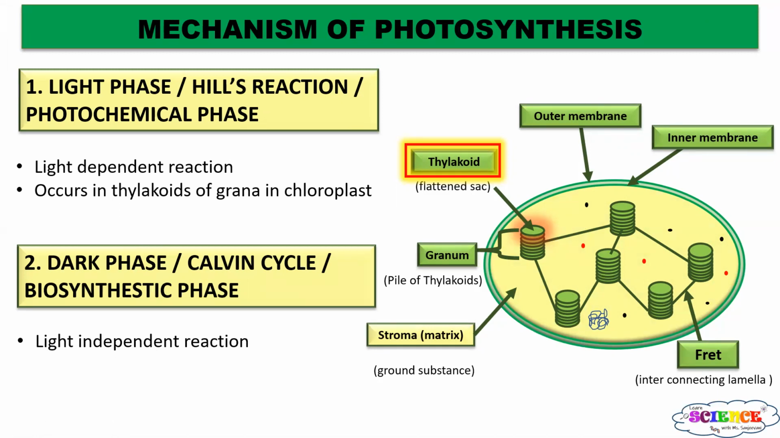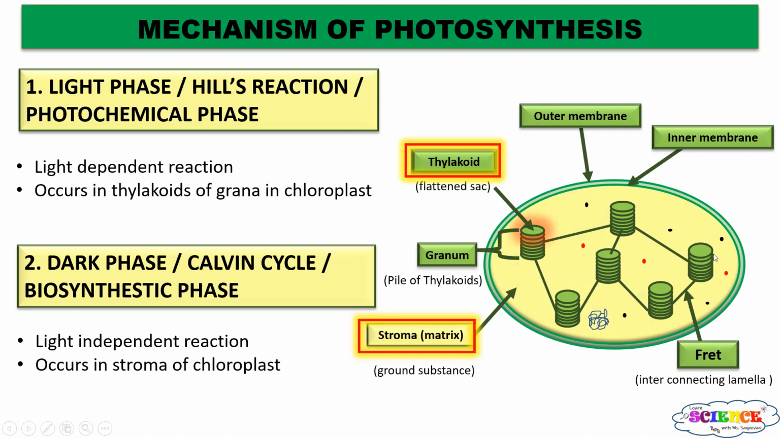That doesn't mean that it is going to occur in the dark. It simply means it doesn't need any light. It occurs independent of light, or simply the reactions are independent of light. So light independent reaction occurs in the stroma. So the matrix is that part of the chloroplast where the dark phase or simply light independent phase is going to take place. So there are two phases of photosynthesis. One is light phase and second is dark phase.